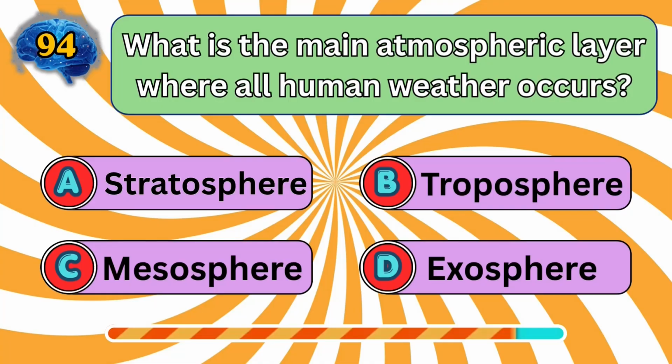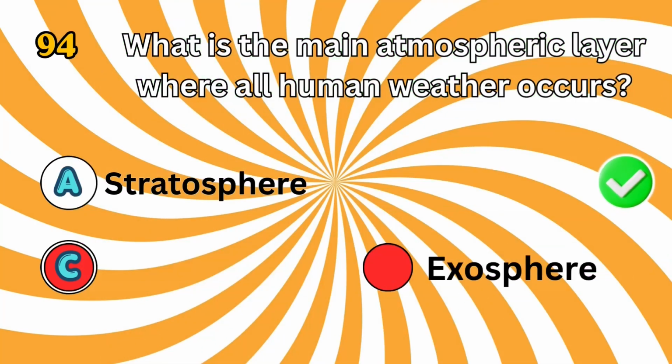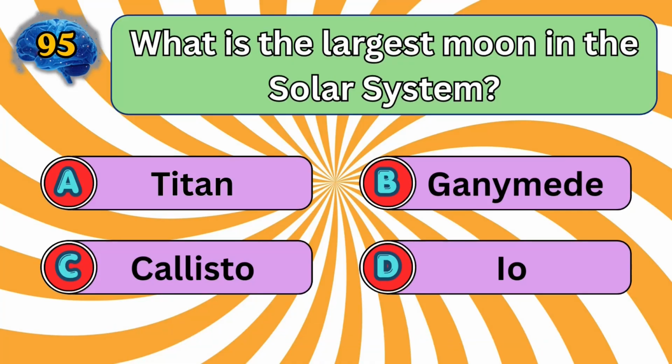What is the main atmospheric layer where all human weather occurs? Troposphere. What is the largest moon in the solar system? Titan, Ganymede, Callisto, Io. Ganymede.